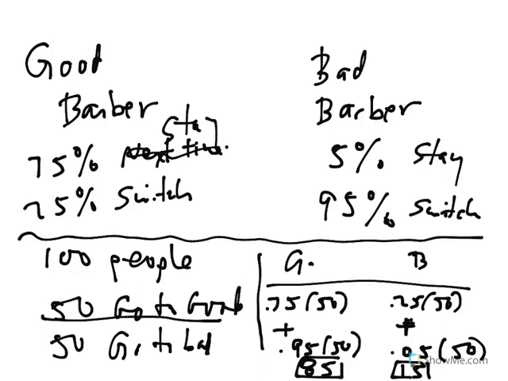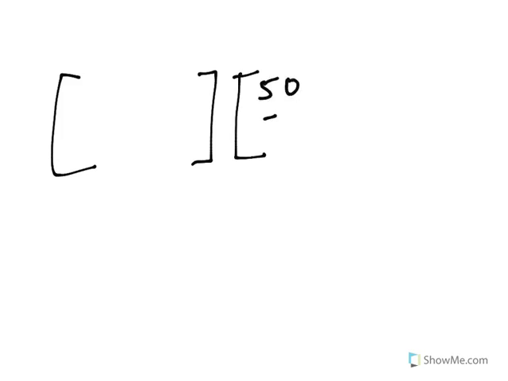Now, this can be modeled with matrices, because you notice we have something times something plus something times something, and something times something plus something times something. Well, that's what happens when we do matrix multiplication. So one way that I can model this is to take the number of people that went to the good and the bad and multiply it by this transition matrix.